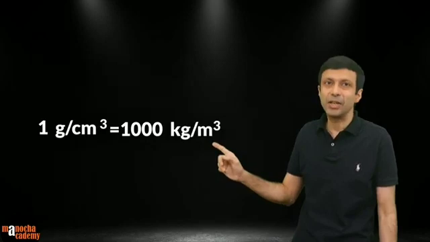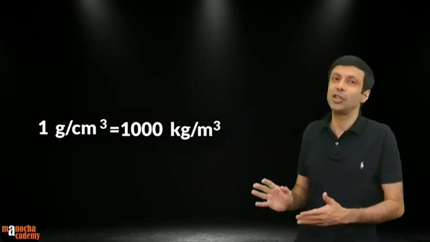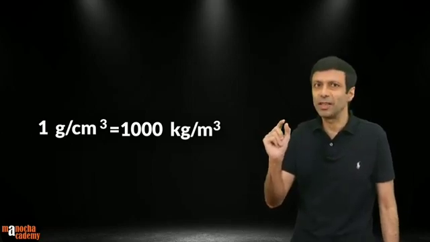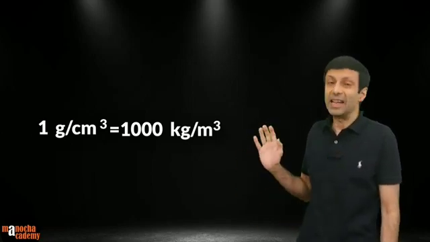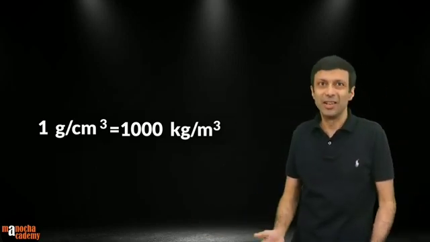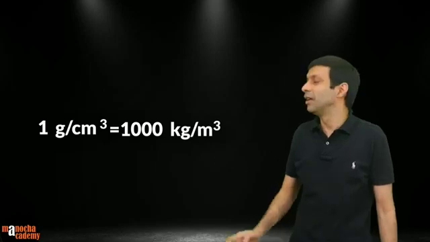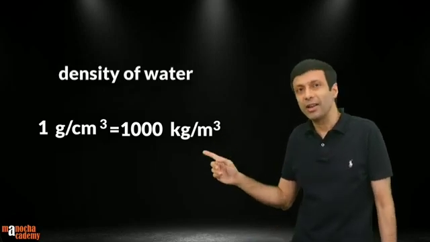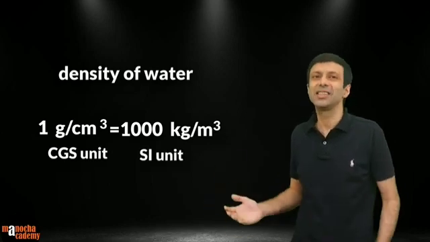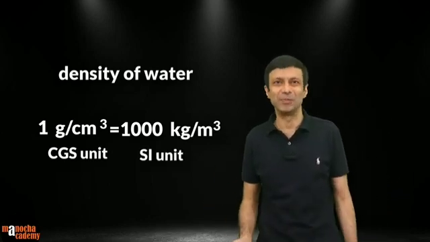So you can easily remember this relation. 1 gram per centimeter cube equals 1000 kg per meter cube because in CGS unit the size of the cube is very small. It's 1 centimeter cube. But in SI unit it's a cube of 1 meter cube, right? So this is the important conversion, that density of water is 1 gram per centimeter cube in CGS units and in SI units it is 1000 kg per meter cube.